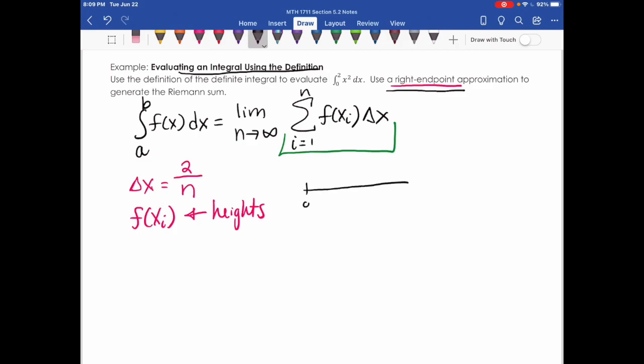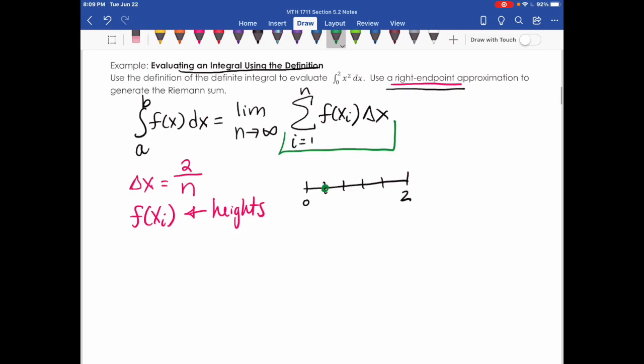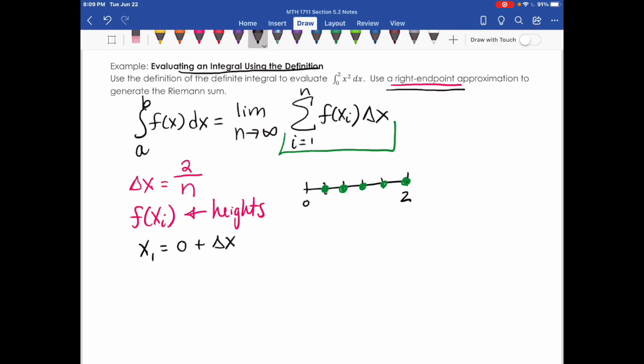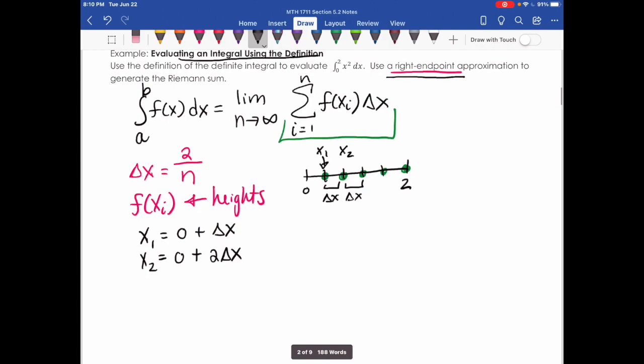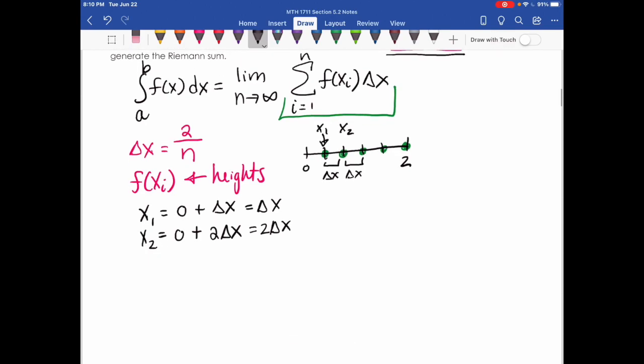So if we imagine the interval 0 to 2 and we start thinking about splitting this up into rectangles, if I want to use endpoints that are on the right side of the rectangle, these are what I'm going to use. To find my first endpoint, my x1, that's going to be my starting point, which is 0 plus the width of the rectangle, because each of these is the width of the rectangle. When I find my second endpoint, I need to add another width of the rectangle. So that's going to be 0 plus 2 widths of the rectangle. And I can simplify this since it's just 0 plus delta x plus delta x, which is 2 delta x.